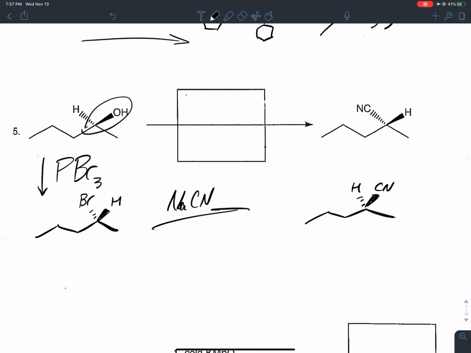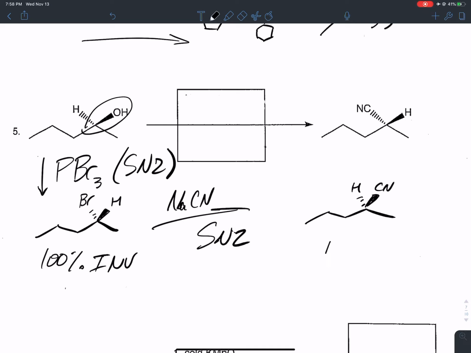Be able to think that far and be like, okay, if I do PBr3, it's going to invert the stereochemistry, and then I won't be able to do an SN2 properly. Does everyone see that? So this is an SN2. So that's 100% inversion. And then this is another SN2. So you're going to have another 100% inversion. If you invert it twice, what do you get? A retention product. Yeah, did we want the retention product? No, we want the inversion product.